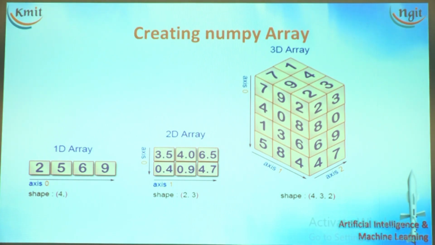Look at this shape. The shape shows as 2, 3. So the number of rows is 2 and the columns are 3. Similarly, for a three-dimensional array, as you are moving towards the row side, it is axis 0. If you are moving towards the column side, it is axis 1. If you are moving towards the z-axis side, then it is axis number 2. And look at the shape over there, 4, 3, 2. So first rows, then columns, and then comes the other dimension. Clear with that, everybody?